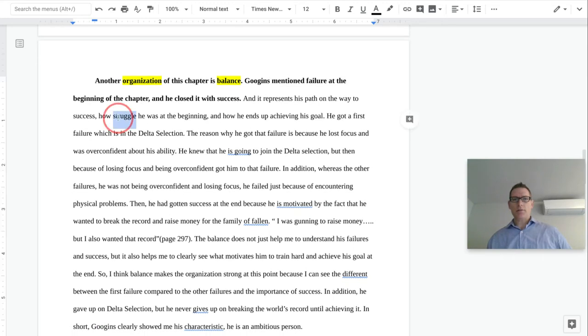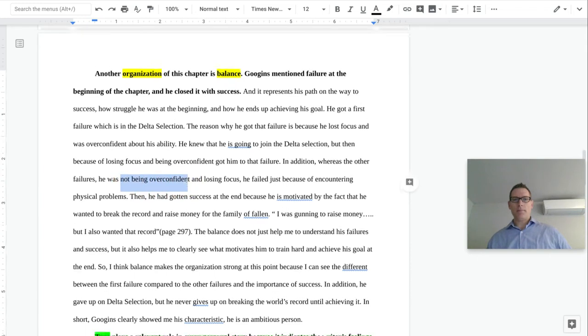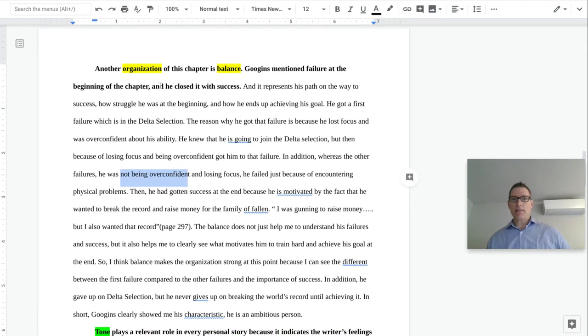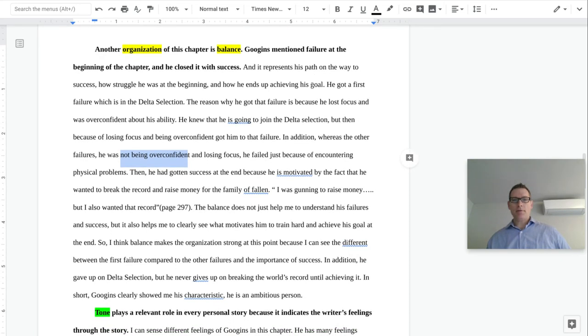Notice struggle, failure, losing focus, failure, not overconfident, fail, right? How focused this is on the first part of the topic sentence. But then after that, then he had gotten success. So we have this transition then that shows the balance, the success at the end. So failure up here, success, balance, right?